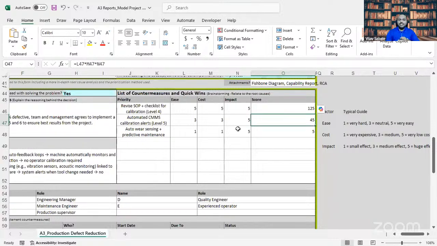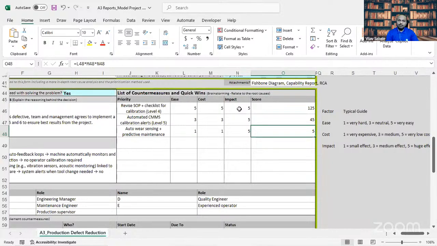If you see the second countermeasure, everything is moderate. It's easy, costs are moderate, impact is high. So the score is coming as 45. The third one is difficult to implement and costly to implement, though it is having a huge impact. So we need to consider that as well. So these are the 3 countermeasures that we are going to execute.